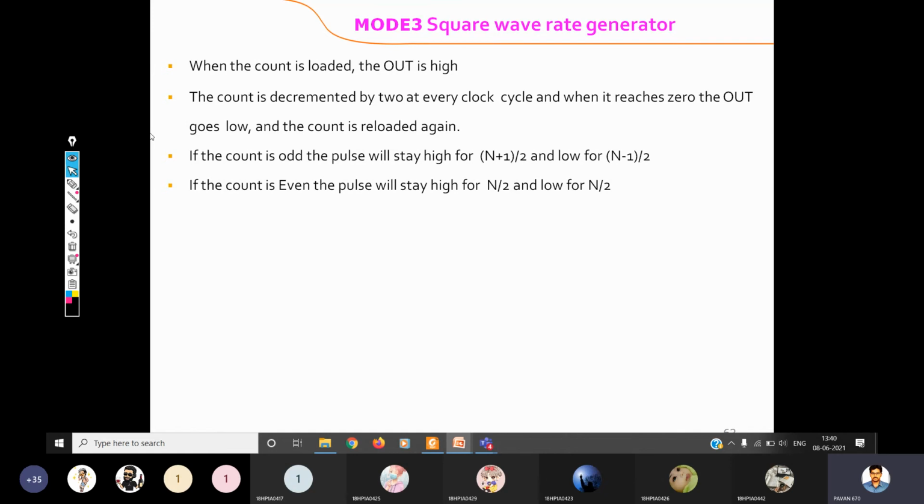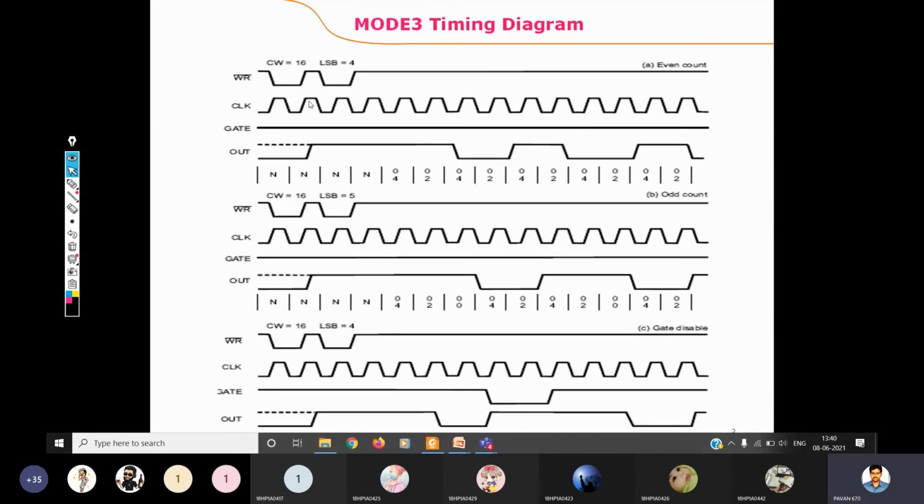But here, in mode 3, the square wave generator mode, your out signal should maintain a proper 50% duty cycle. It will definitely maintain that. So we will have a look at the timing diagram like this. To generate a duty cycle of 50%, because a square wave means both the on duration and off duration of the signal should be equal. That means T on by T on plus T off should be equal to 50%.